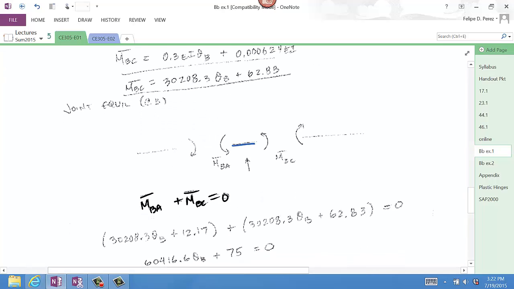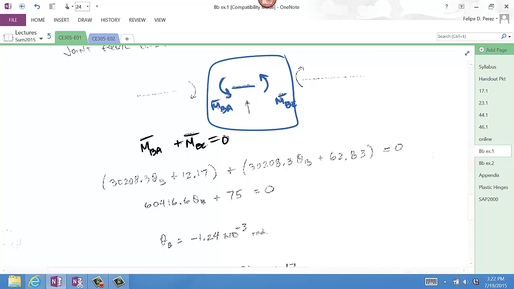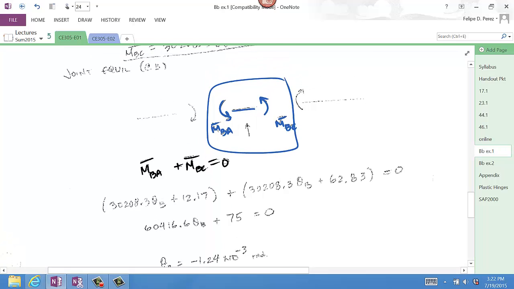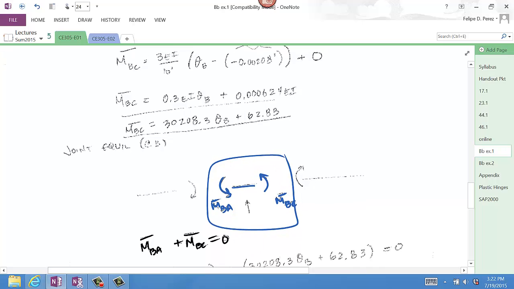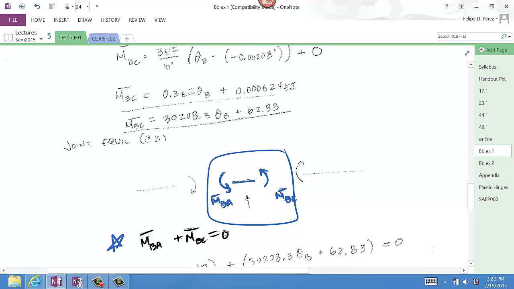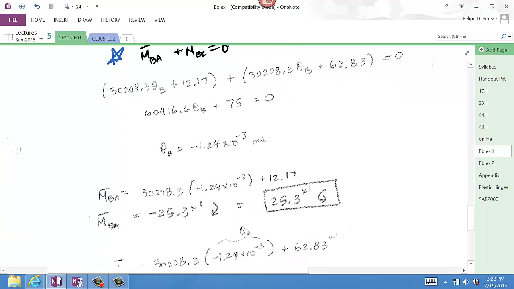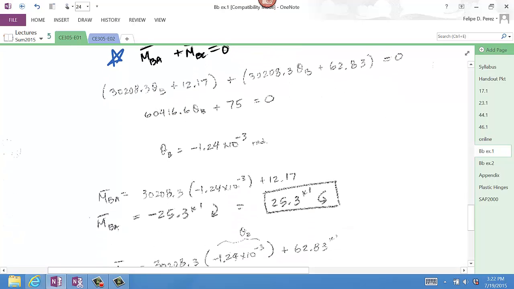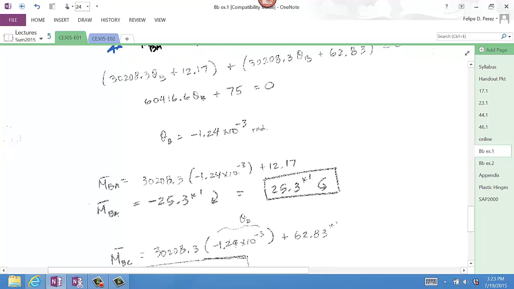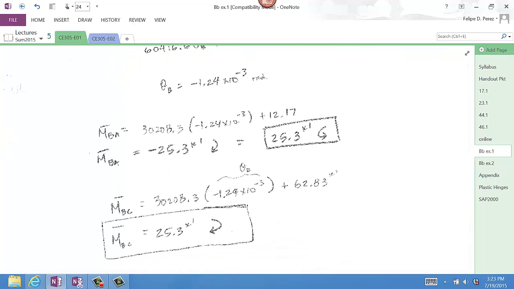Then look at the equilibrium condition for joint B: M bar BA and M bar BC, the sum of which will be equal to 0. Again, that's because there's no external moment applied at that joint. Then plug your slope deflection equations for M bar BA and M bar BC into this star equation, and you can solve for theta B. Once you have theta B, plug the value back into the individual slope deflection equations to get the internal moments. From these you can calculate the remaining reactions.